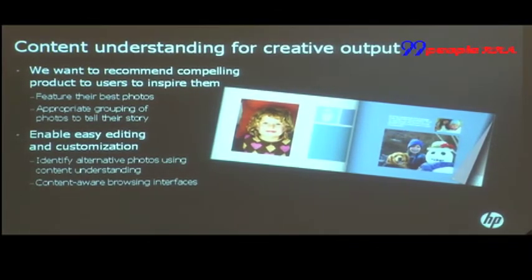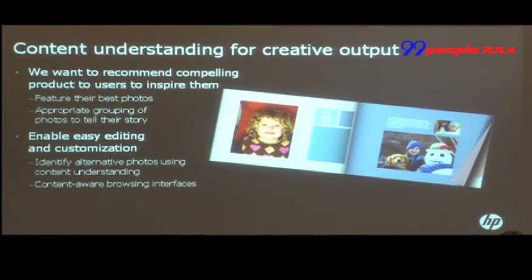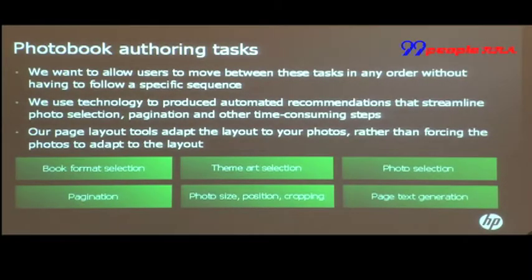So I'm going to talk a little bit about how these technologies can be used together to create some stories, and how you represent that in a photo book format. If you think about photo book authoring, there are a lot of things that you need to do. For example, you need to figure out whether you want to create a big book or a small book. You need to figure out what themes you want to include in this book. You need to figure out which photos you want to select, how big they are, how to position them, which photos go on which page.